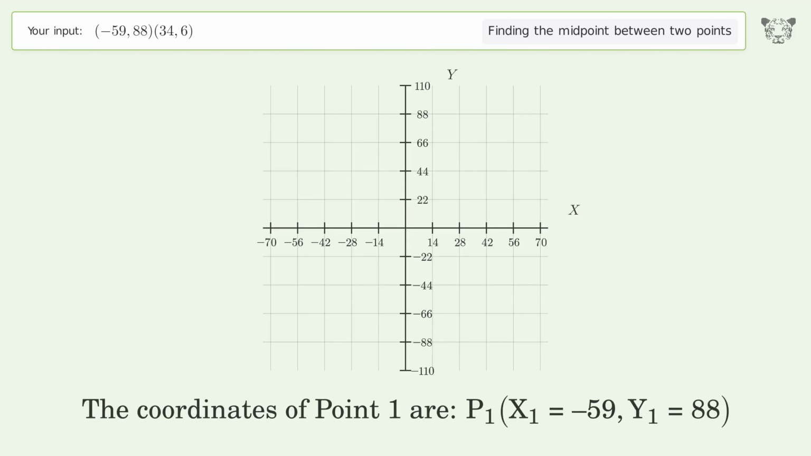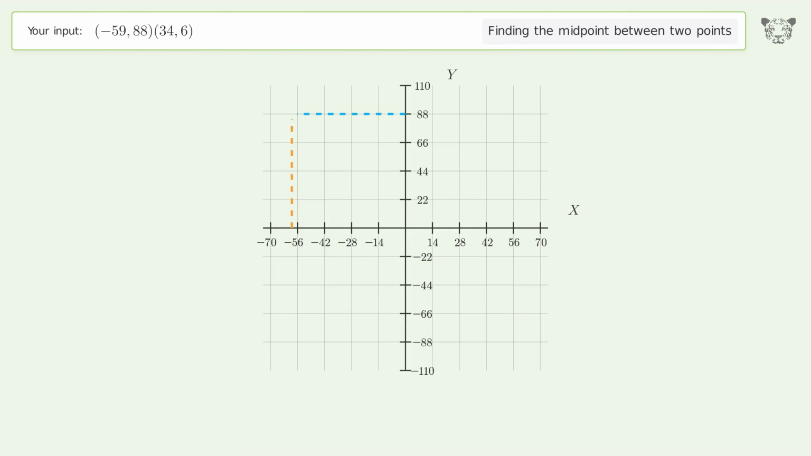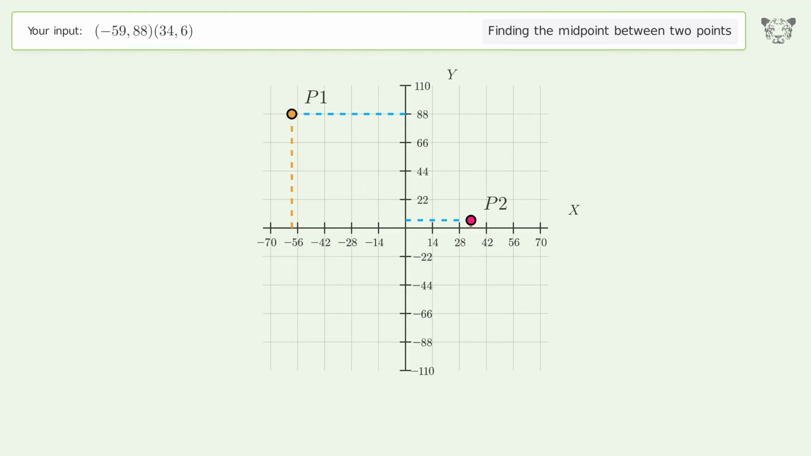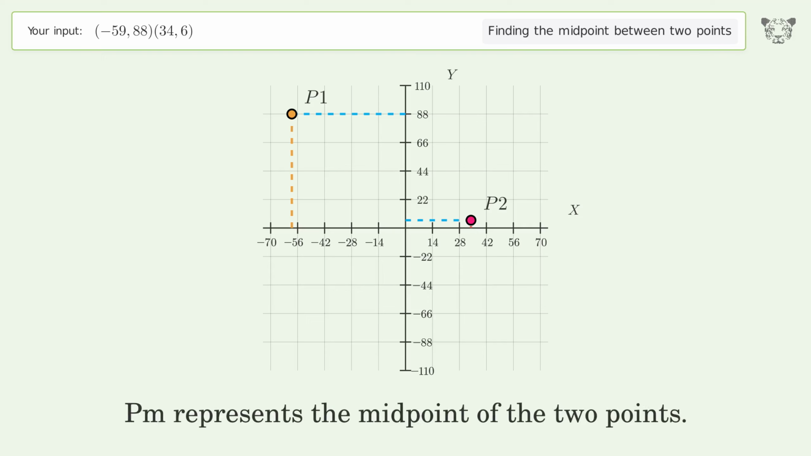The coordinates of point 1 are x1 equals -59, y1 equals 88. The coordinates of point 2 are x2 equals 34, y2 equals 6. PM represents the midpoint of the two points.